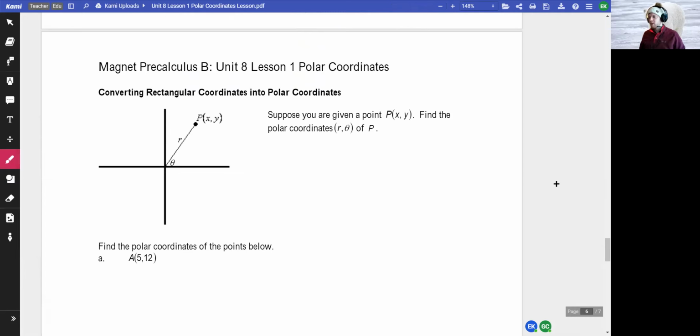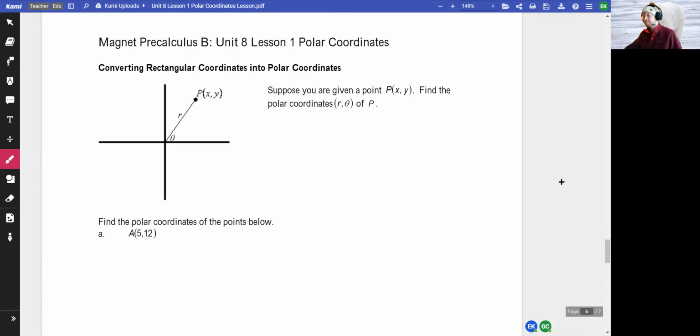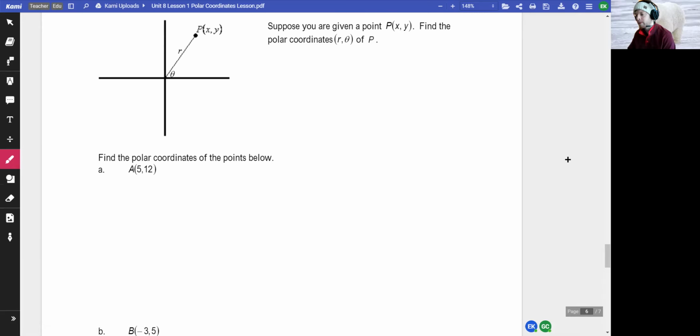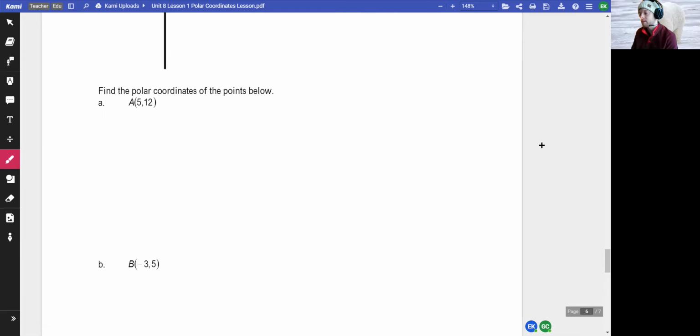All right. So we just converted, what did we do? Polar to rectangular? Let's convert rectangular to polar. So suppose you have a given point x, y. Find the polar coordinate r comma theta. This seems more complicated. A little bit. Yeah. Let's do it with some actual points and see what happens.